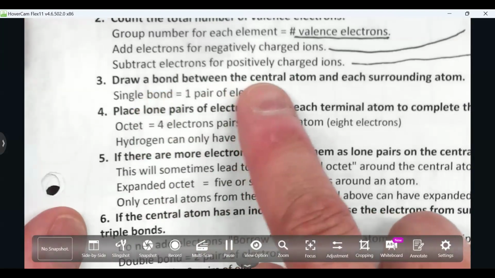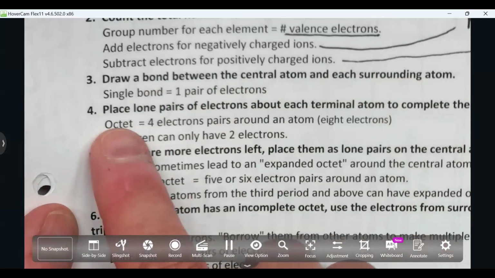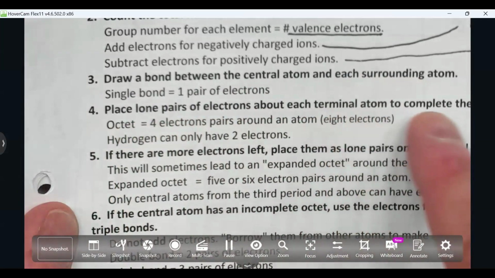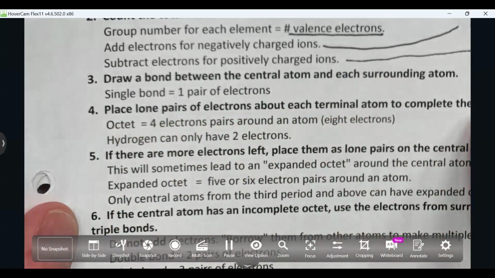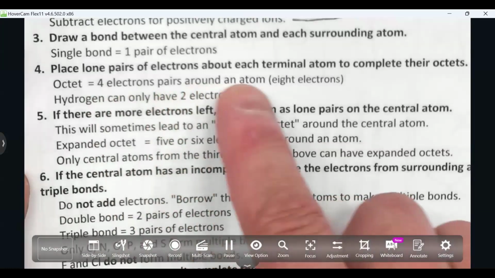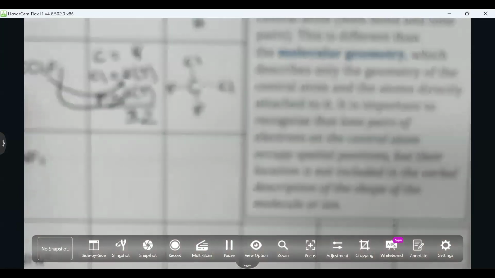So we just did step 3. Draw a bond between the central atom and each surrounding atom. Step 4, place lone pairs of electrons about each terminal atom to complete their octets. 4 electron pairs around an atom, 8 electrons. Hydrogen can only have 2. Okay, no problem.